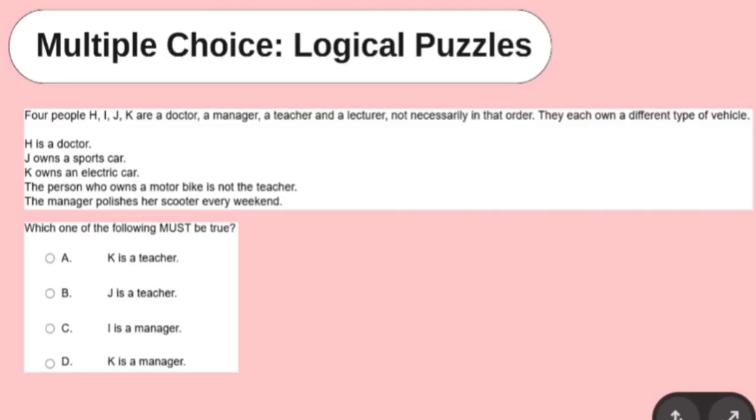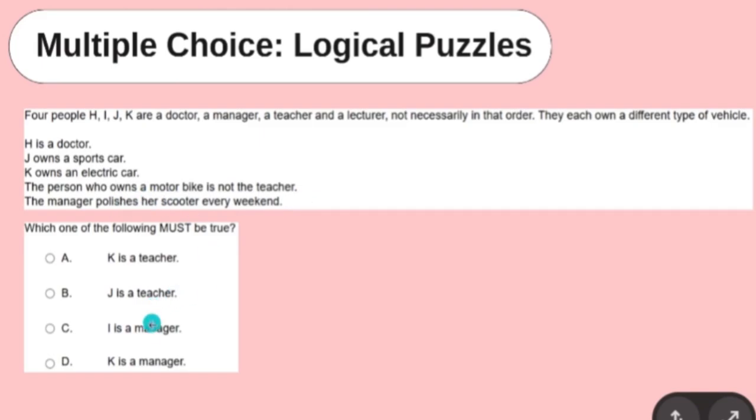Okay, but now we still do not have the job for J and K, and we don't know the vehicle for, actually no, we can work out the vehicle for H because we know what car J, K, and I have. J has that sports car, K has that electric car, and I, we've just worked out, has that scooter. So H has to have that remaining vehicle, which I think was a motorbike. So H has a motorbike and is a doctor. And now we just need to, well, we can't really work out whose job is what, can we? The person who owns a motorbike is not the teacher. Well, we already worked that out because they're a doctor.